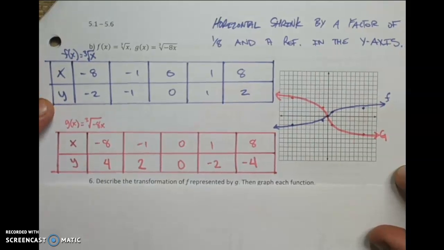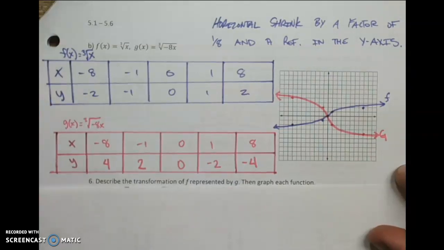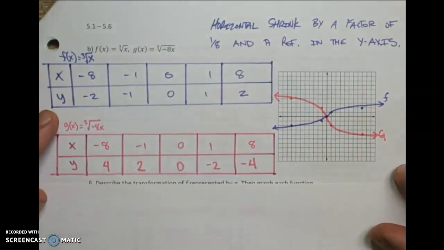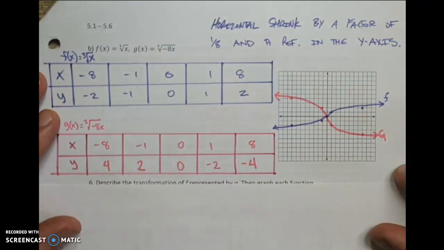Okay, I'm going to go ahead and scoot that up. Go ahead and try number 6 and 7. I think it's 6 and 7 here. Or 6A and B. Give it a go. I'm going to go ahead and show, so please pause now.